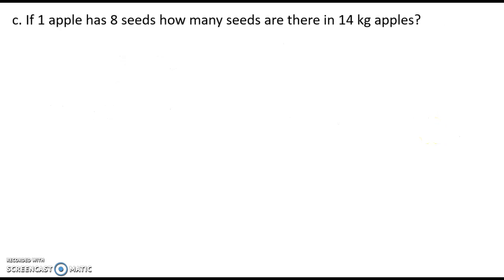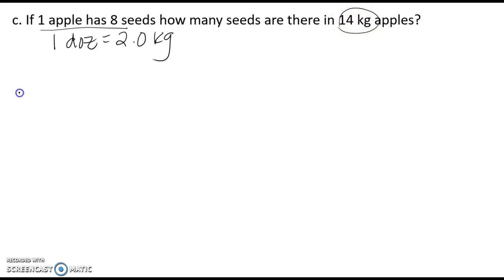Let's try one more together here. So if one apple has 8 seeds, how many seeds are there in 14 kilograms of apples? Okay, so we're going to use that same conversion factor that we had from the last problem, because that's going to help us here. So that conversion factor from that last problem was 1 dozen is equal to 2 kilograms. We'll need that, okay? So we're looking at this question, if one apple has 8 seeds, that's a conversion factor. We need to know how many seeds are in 14 kilograms of apples.